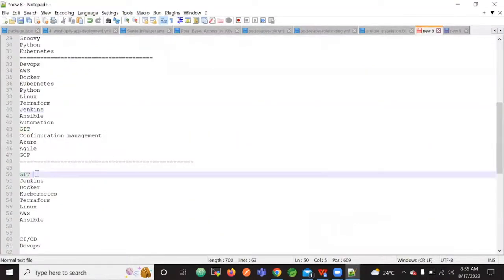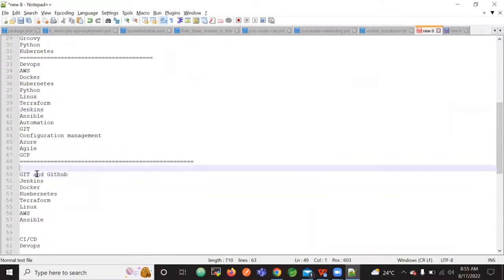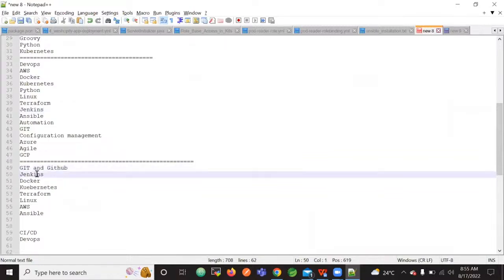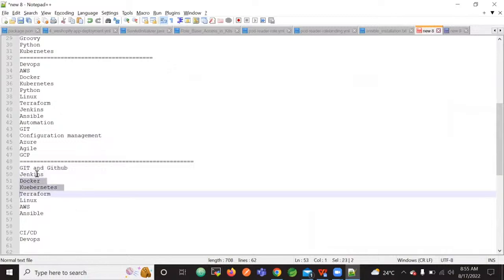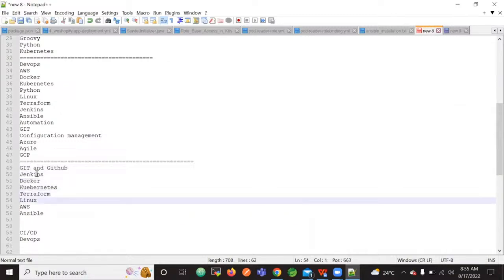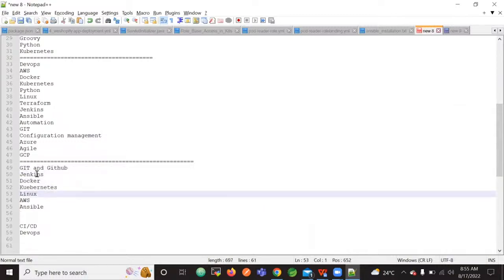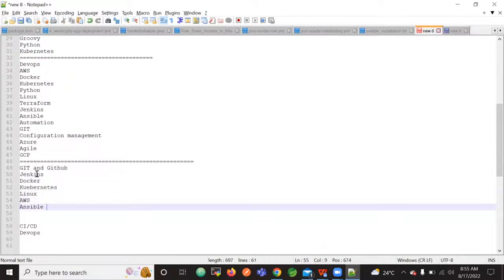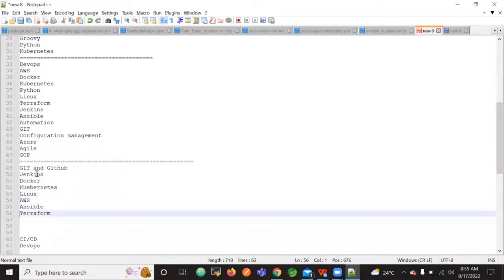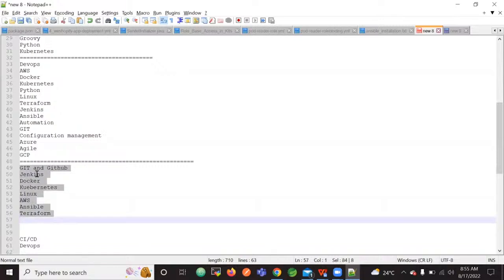Git and GitHub may be similar source code management repository tools. Jenkins, Docker and Kubernetes, Linux. Docker, Kubernetes, Linux, Ansible, AWS. These are all common tools, any job role you will take. You'll go to Naukri, Monster, anywhere you will go, these are the common tools that we can see.